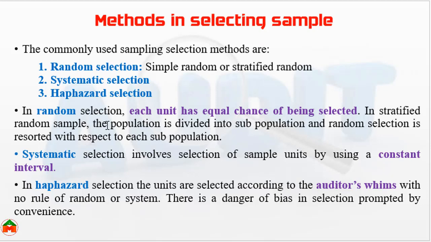The best option for sample selection is random selection. It increases the acceptability of the opinion because there is no chance of biasedness by the auditor. These are the common methods for selecting the sample while applying the audit procedure by the auditor.